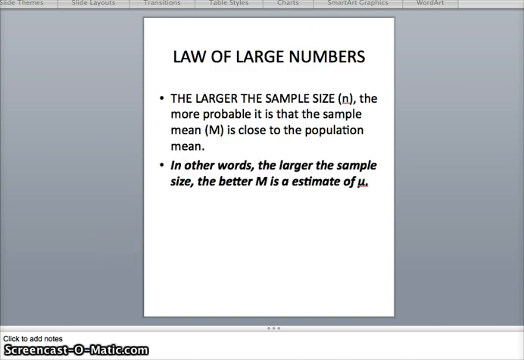There's one other concept I want you to think about, at least for now, and I'll explain more on November 3. It's called the law of large numbers. The larger the sample size n, the more probable it is that the sample mean, capital M, is close to the population mean. In other words, the larger the sample size, the better the sample mean is as an estimate of the population mean. Again, we'll talk about that more on November 3.